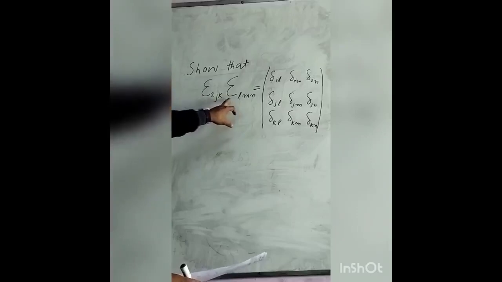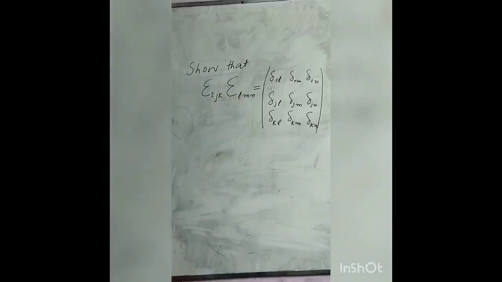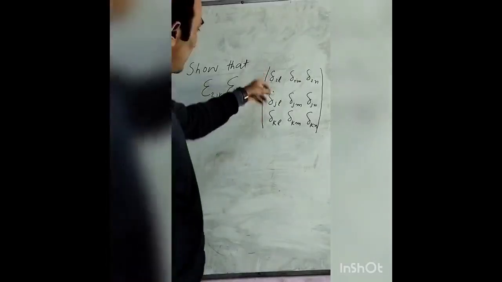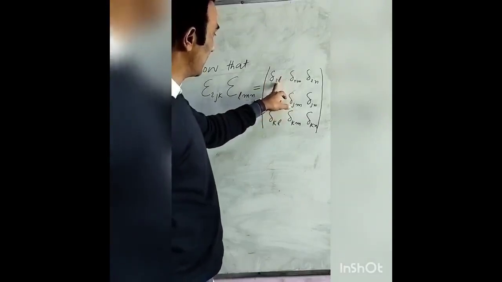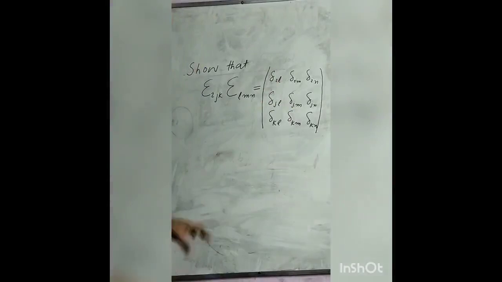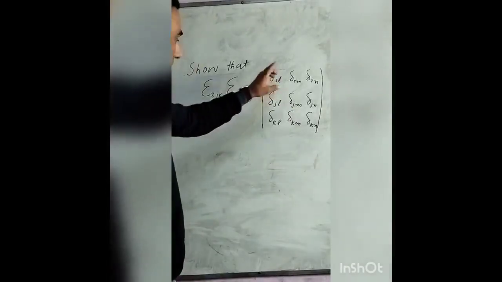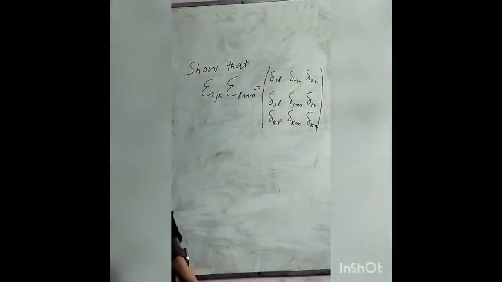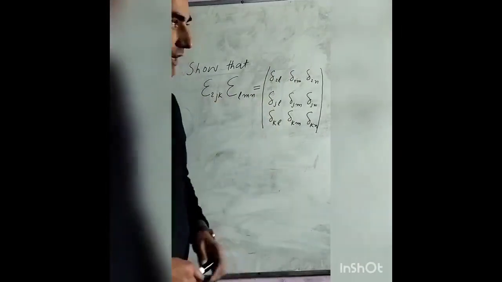That's epsilon ijk, epsilon lmn. We can prove that it is equal to the determinant of delta lm, and so on. So you can see that all the possible indices appear in this determinant. We have to prove that our left hand side equals the right hand side.